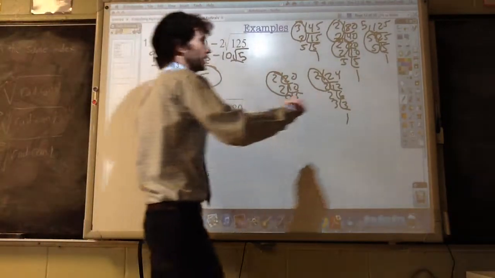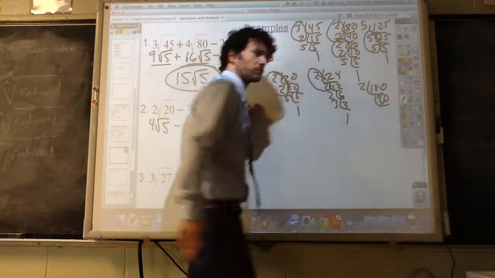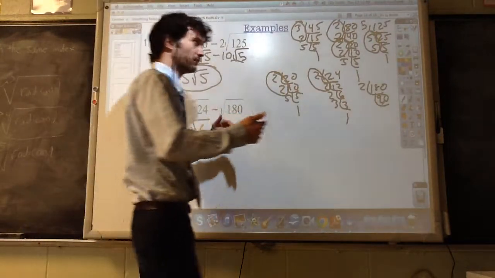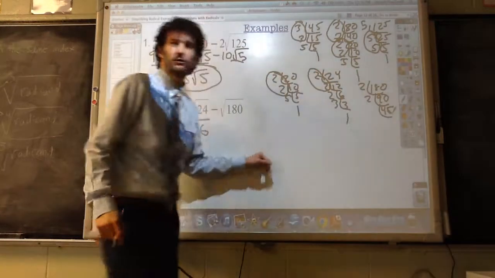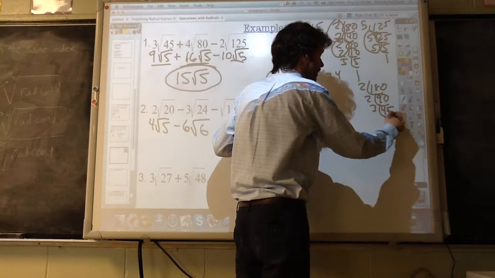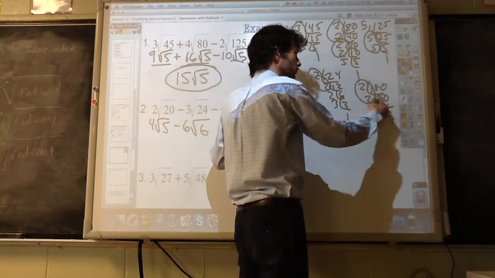So factor 180. It's 2 times 90. What's the smallest number that goes into 90? 2. 90's even, right? If it ends in 0, it's even. 2 goes in 45 times. Smallest thing that goes into 45? 3. 3 goes in 15 times. 3 goes in 5 times, and 5's prime. So I have a pair of 2s and a pair of 3s.